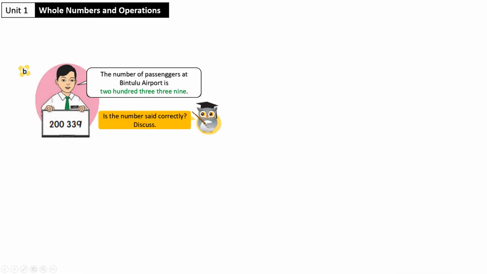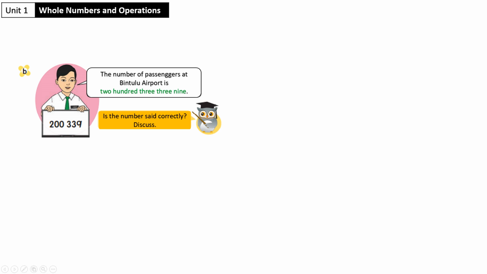Please look at this picture. Gambar ini menunjukkan a young boy that is holding a number card. And then what did he say? Dia kata, the number of the passengers at the Bintulu Airport is 200339. I repeat, 200339. Is the number said correctly? Discuss. Adakah murid ini menyebut nombor ini dengan tepat?